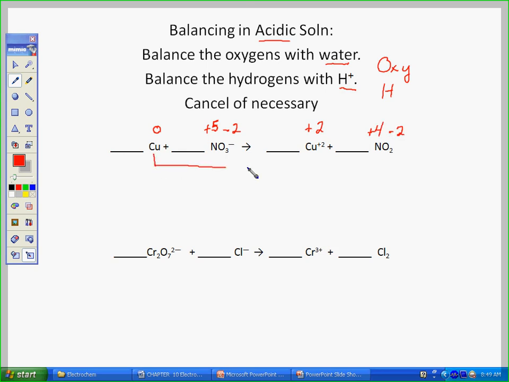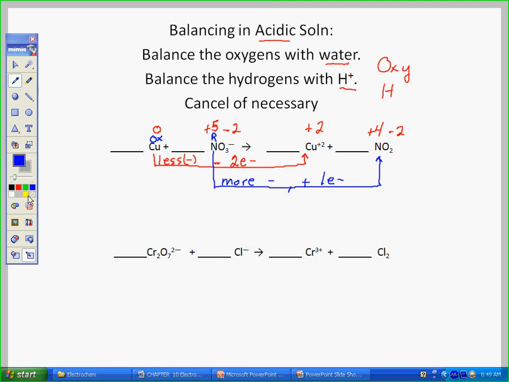So let's first look at our copper. Our copper became less negative, and it lost 2 electrons. Our nitrogen is what changed in this case. So nitrogen became more negative, and it gained 1 electron. So that means that my nitrogen +5 was reduced, and my copper was oxidized.